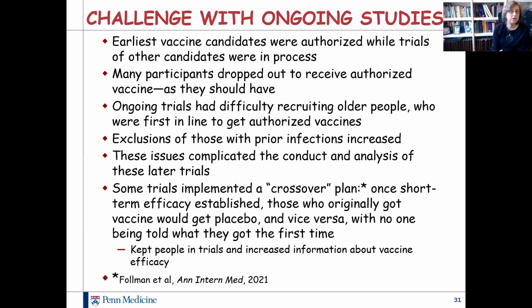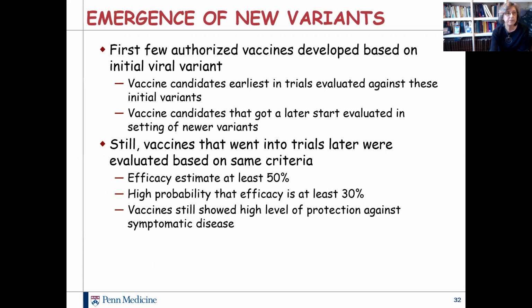Now a crossover design was put forward by Dean Follman and colleagues, and some trials implemented this crossover plan, which involved those who originally got vaccine getting placebo and vice versa, with no one being told what they got the first time. So everybody going into the trial would know they would eventually get a vaccine, but they wouldn't know which one they got first. And this kept people in trials and increased information about vaccine efficacy. And a couple of trials did use this design.